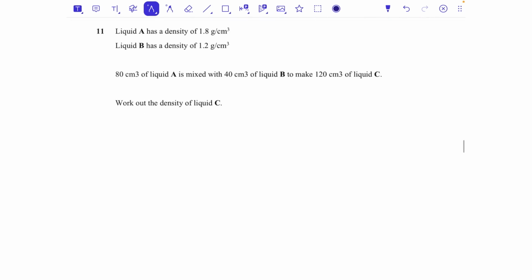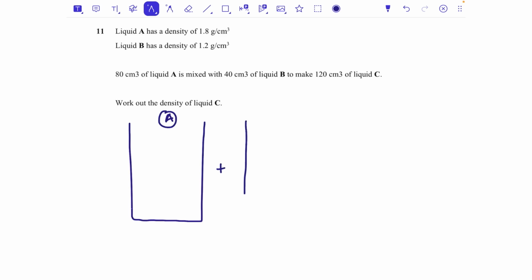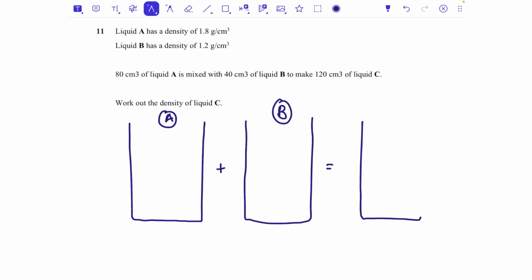Question number 11. Liquid A has a density of 1.8 grams per centimetre cubed, and liquid B has a density of 1.2 grams per centimetre cubed. 80 centimetres cubed of liquid A is mixed with 40 centimetres cubed of liquid B to make 120 centimetres cubed of liquid C. Work out the density of liquid C. So I like to lay this question out in quite a specific way. I would have liquid A like this, add liquid B like this, equals liquid C like this. And for each, I'm going to write density, mass, volume.